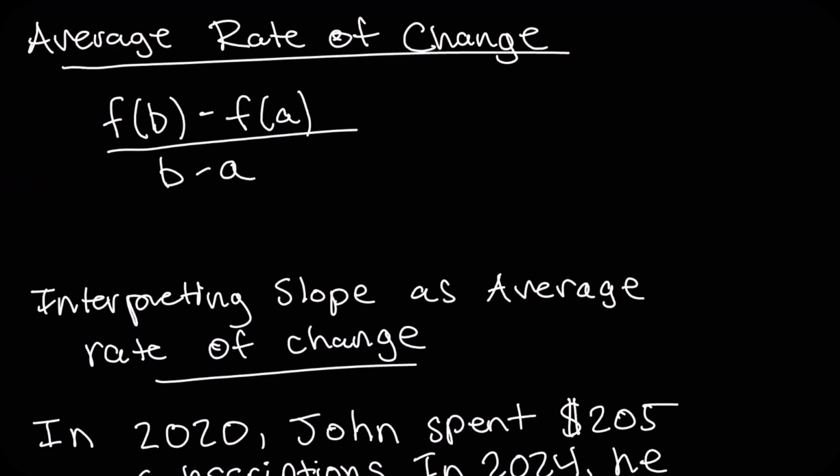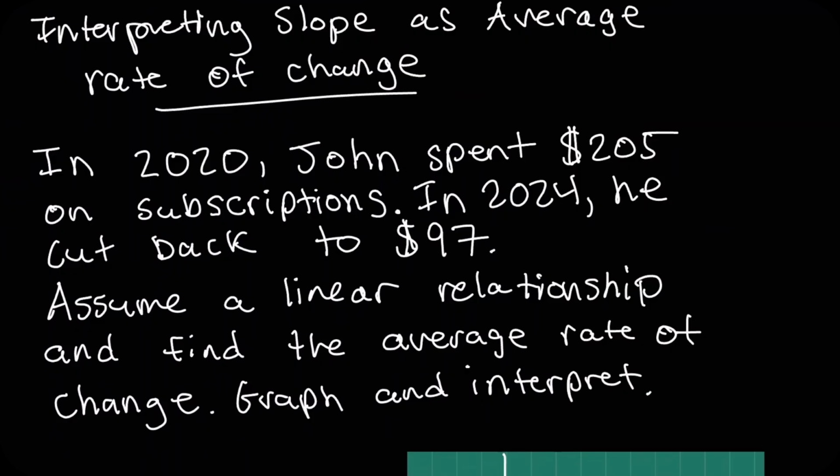Okay, so let's take a look at the average rate of change. We're given a formula for the average rate of change of (f(b) - f(a)) / (b - a). So here's a quick word problem interpreting the slope as the average rate of change.